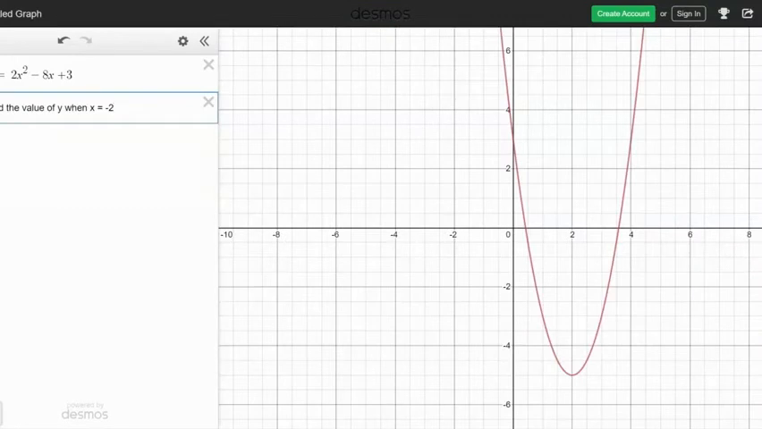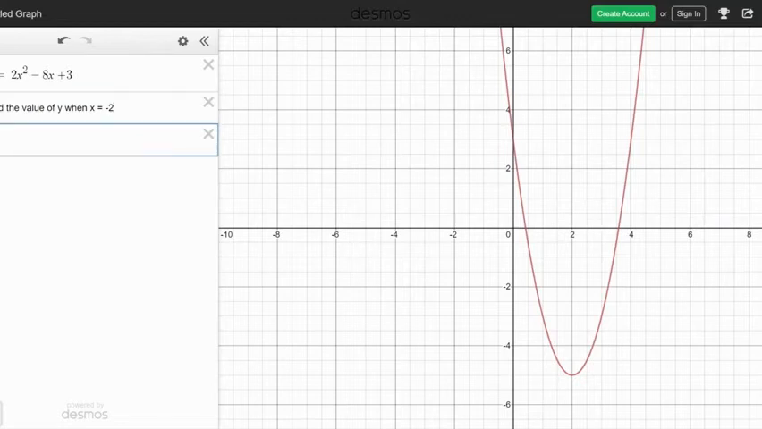And review a little bit of domain and range. So let's say I'm taking a look at this equation I have over here on the left side. Y equals 2x squared minus 8x plus 3. Let's say I want to fill out a table. And the first thing I want to know is I want to find the y value when x is -2.